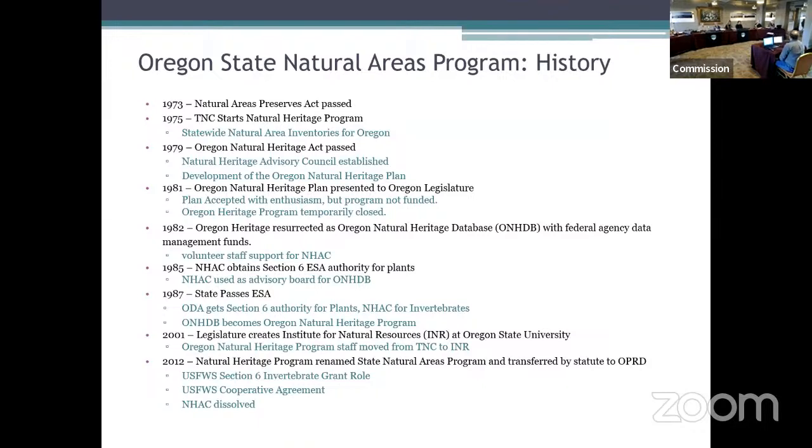Then in the mid to late 80s, the council started to gain authority for Section 6 grants for invertebrates and plants. And that sticks with us to this day. The Natural Areas Program, as it came to us, came with the program for Section 6 invertebrate grants. But the plants authority went to the Department of Agriculture in 1987. In about 2005, DSL started talking about ways to move this program to another home. And in 2012, the program came to state parks through legislative action. The State Natural Heritage Program was renamed the State Natural Areas Program, and it came to OPRD.